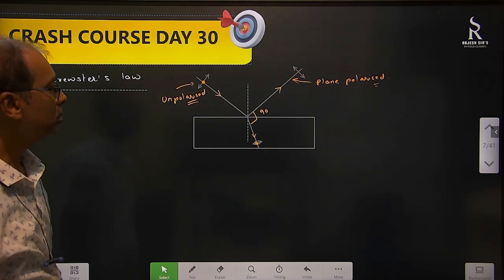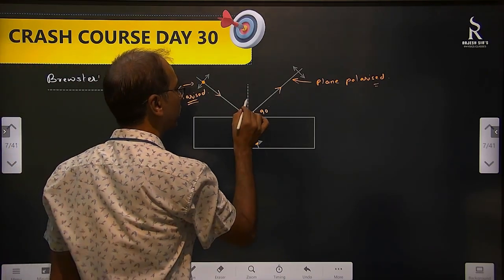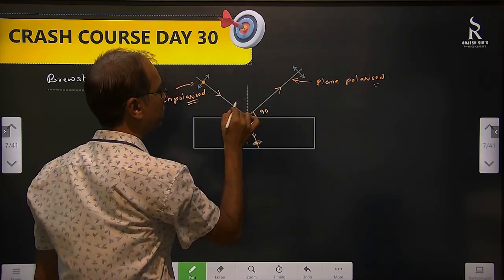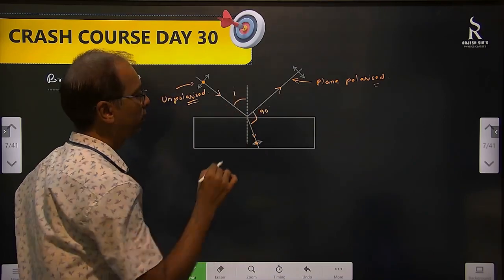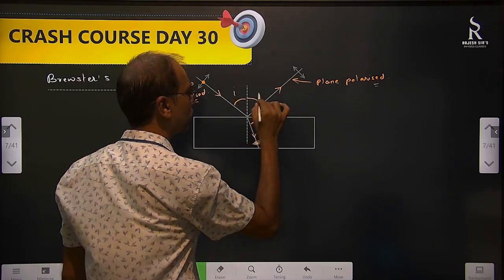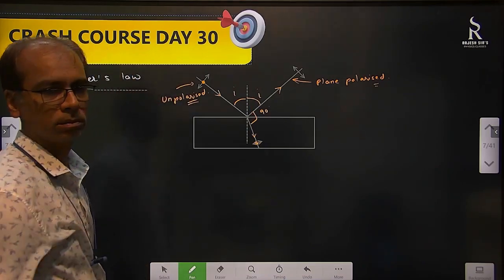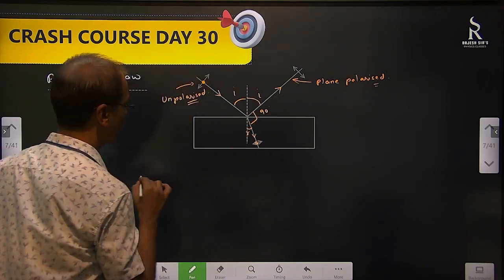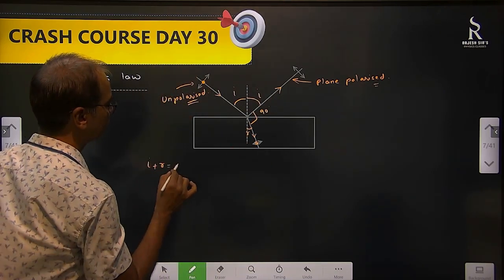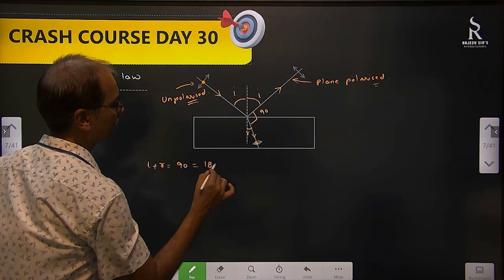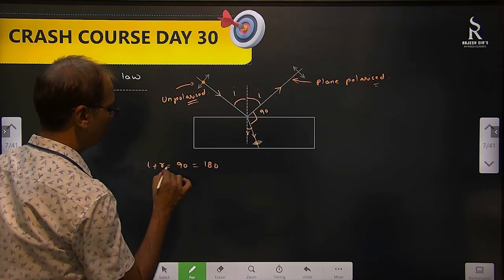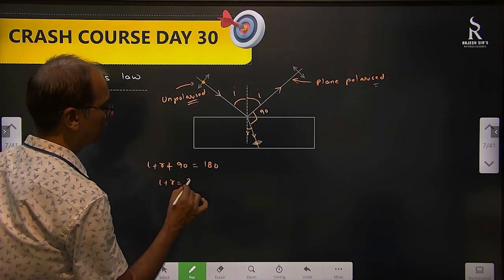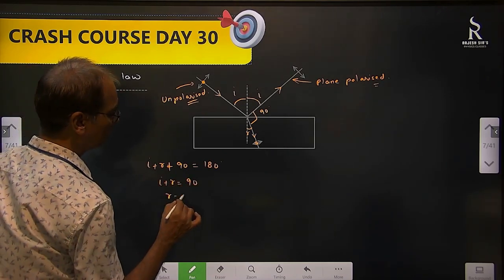So now you want to know what is the angle of incidence at which this is happening. Now we know that this is the angle of incidence, then the reflection angle also will be I only, no doubt about that. And this is the angle of refraction. So we can see that here I plus R plus 90 equal to 180. So I plus R equal to 90, R equal to 90 minus I.